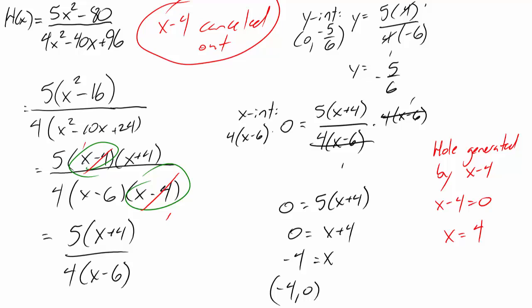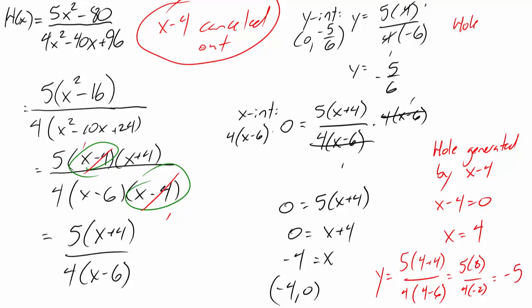to be. So we're going to take that and plug 4 into our simplified equation. So we have 5 times, this will be 4 plus 4 over 4 times 4 minus 6. So that gives us 5 times 8 in the top, 4 times a negative 2 in the bottom, which is a value of negative 5. So we did discover there's a hole in the graph at the point 4, negative 5.